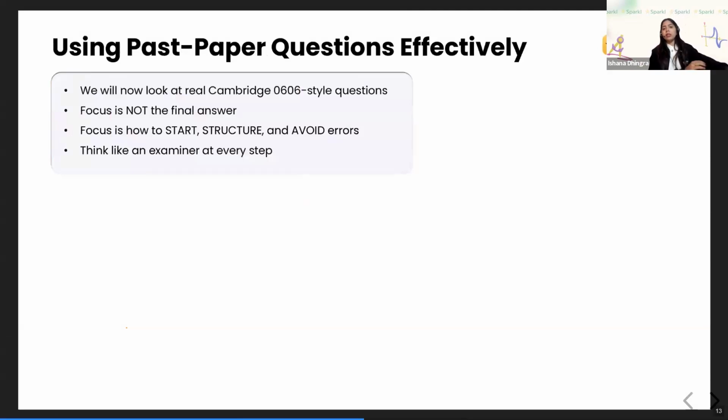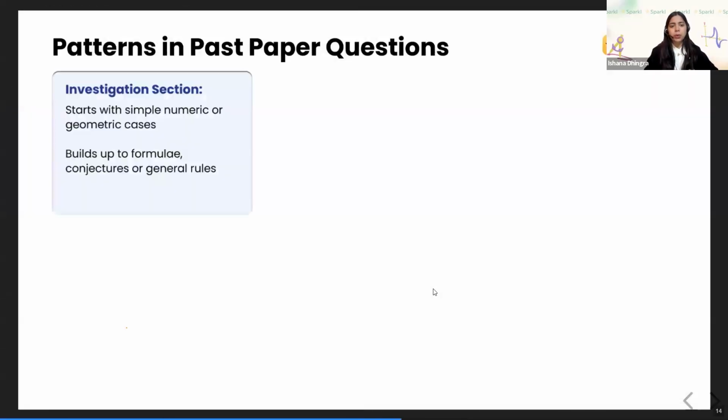We will also look at the real Cambridge 0606, the additional math paper code. Cambridge style questions, where we will not focus on the final answers. What we will be focusing on is how to start the question, how to structure the question, and how we can avoid the errors. Right? Are you all ready to see some of the past paper questions? Yes.